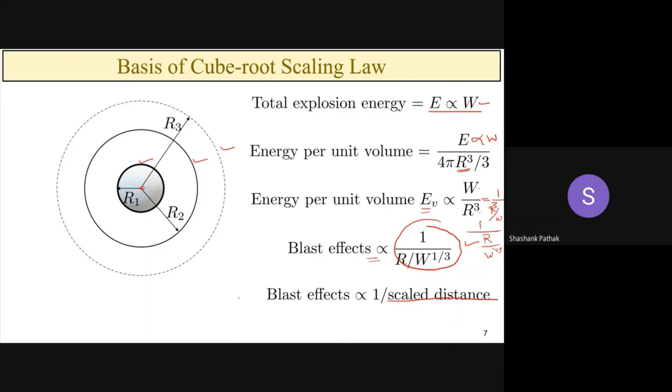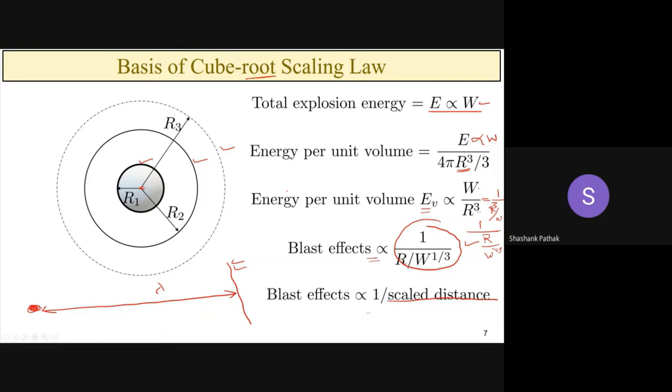So suppose this is the explosion and this is the structure. If your scaled distance lambda is increasing, the blast effects on this particular building will be smaller. That's how we get this concept of scaled distance, or the concept of cube root scaling.